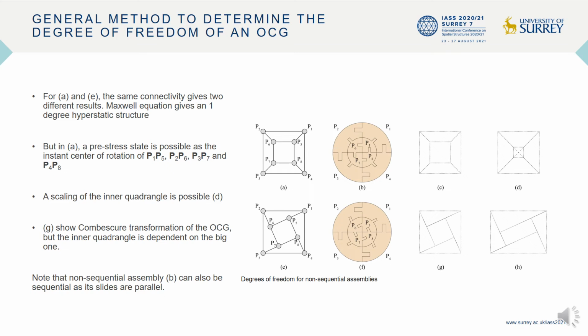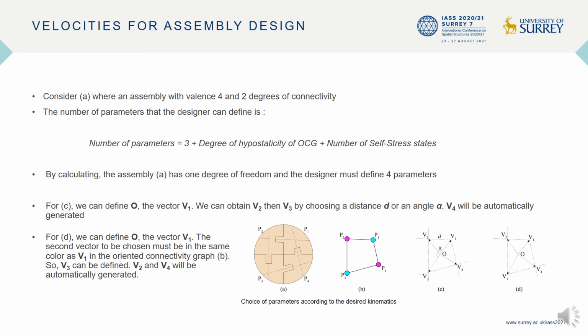For G and H, the inner quadrangle is dependent. The number of parameters that the designer can define is 3 plus the degree of hypostaticity of the OCG plus the number of self-stress states. By calculating, the assembly in A has only 1 degree of freedom, and we know that the designer must define 4 parameters.